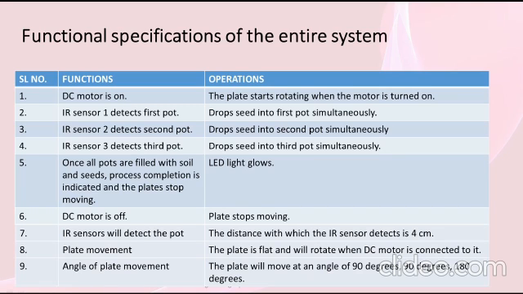Function 5. Once all pots are filled with soil and seeds, process completion is indicated and the plate stops moving, then the LED light glows. Function 6. When the DC motor is off, the plate stops moving. Function 7. When IR sensors detect the pot, the distance at which the IR sensor detects is 4 cm. Function 8. Plate movement. Operation: the plate is flat and will rotate when the DC motor is connected to it. Function 9. Angle of plate movement. The plate will move at an angle of 90 degrees, 90 degrees and 180 degrees respectively.